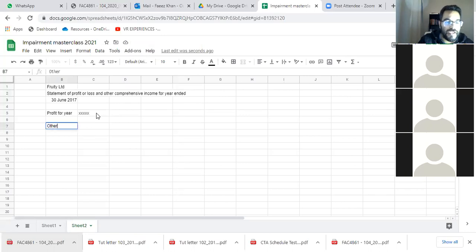Then you will have other comprehensive income, and now you must plug in other comprehensive income. Okay, so what was the other comprehensive income? Revaluation. We had a revaluation loss. We will have income tax, and then we will have total comprehensive income.